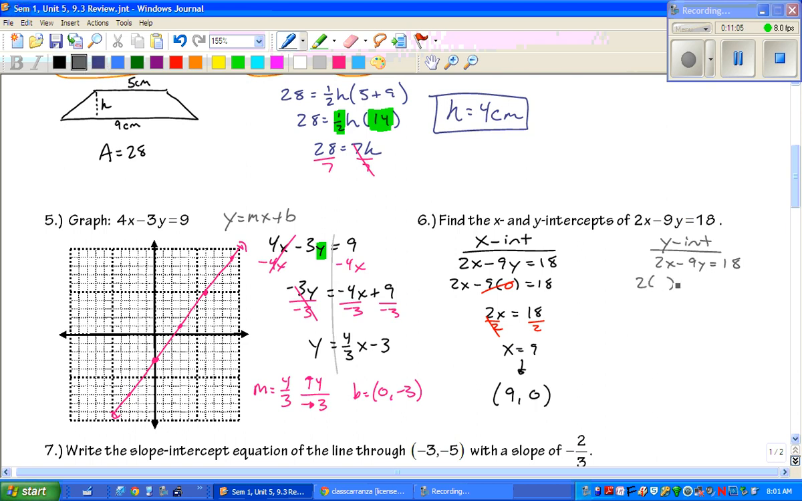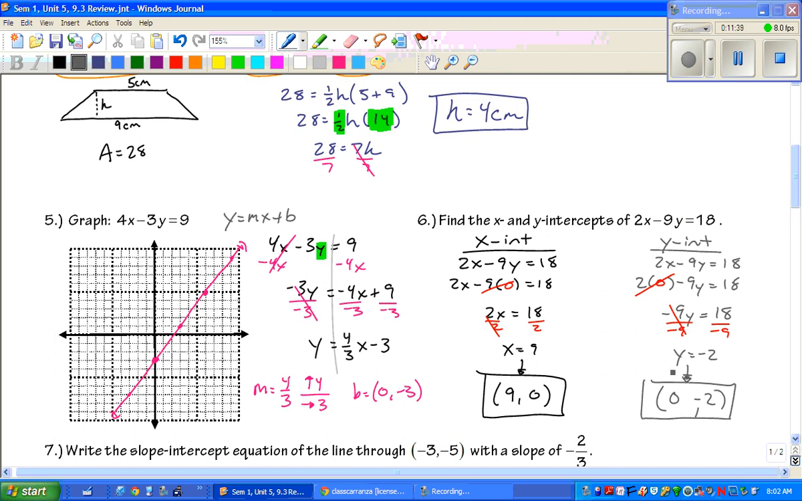So that intercept right there, x is 9, y is 0. Okay, and we're going to do the same thing over here, except now x is 0. 2 times 0, 0. And those cancel out. So negative 9y equals 18. Divide both sides by negative 9. And we get y equals negative 2. And then to plug it in, x is 0, y is negative 2. And those are our 2 answers.